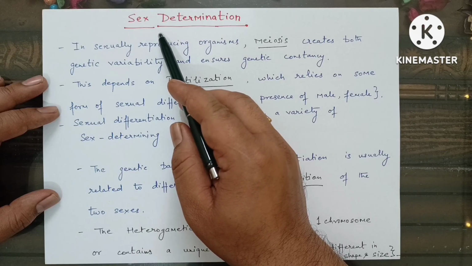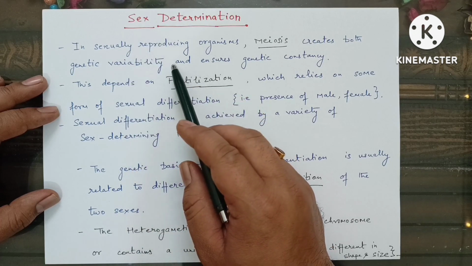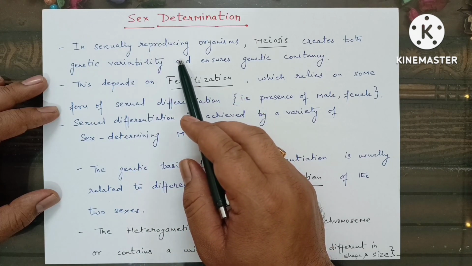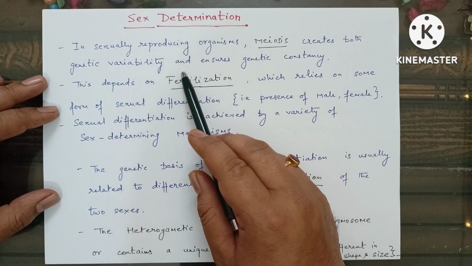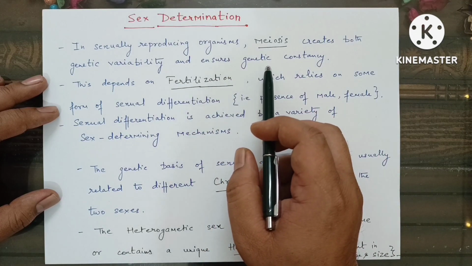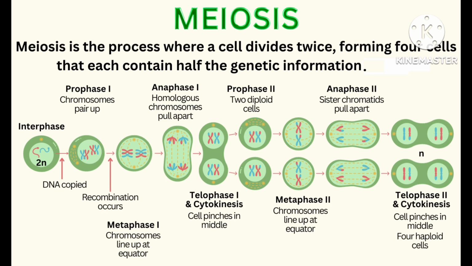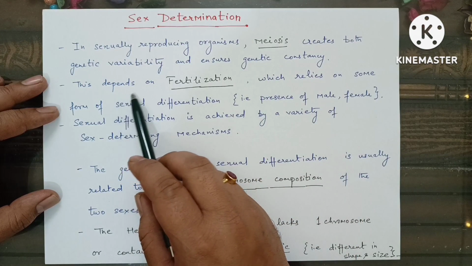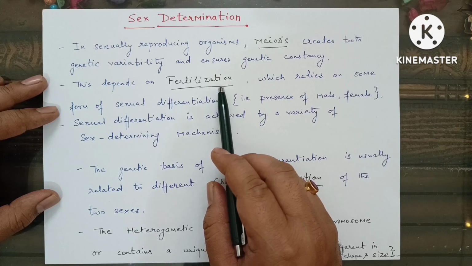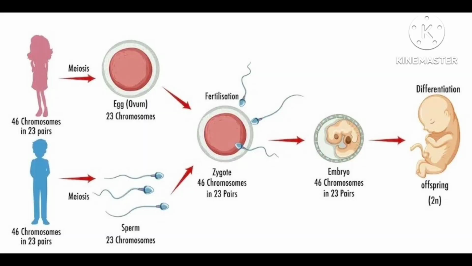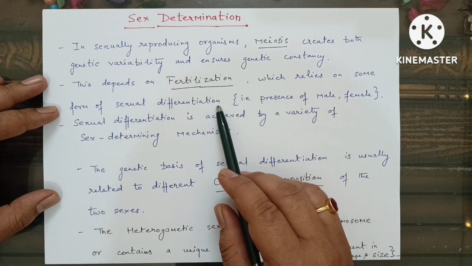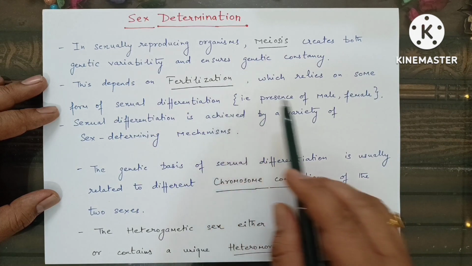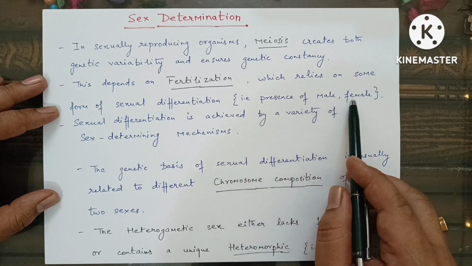Sex determination. In sexually reproducing organisms, meiosis creates both genetic variability and ensures genetic constancy. This depends on fertilization, which relies on some form of sexual differentiation, that is, presence of male and female individuals.